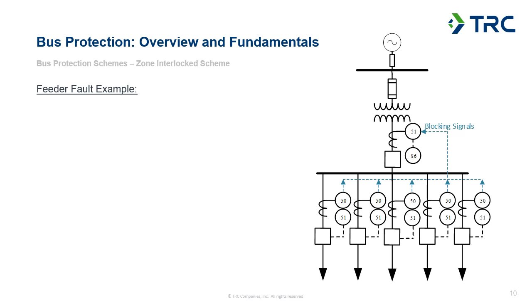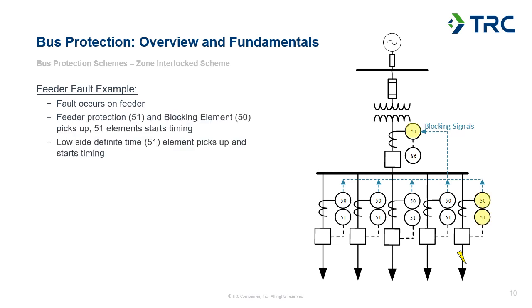So to illustrate this scheme, we'll start with a feeder fault example. This would be a fault that we would not want the zone interlock scheme to operate for. And we'll start with a fault on this rightmost feeder. The protection elements will assert, so both the transformer low side overcurrent element and the feeder overcurrent elements will assert as they will both see the fault and they'd be picked up. If the fault's near the terminal of the feeder, near the station, it'd have roughly the same magnitude of fault current coming from the transformer as what we would have for a bus fault. So both of those elements would assert, and the timers within both elements would start.